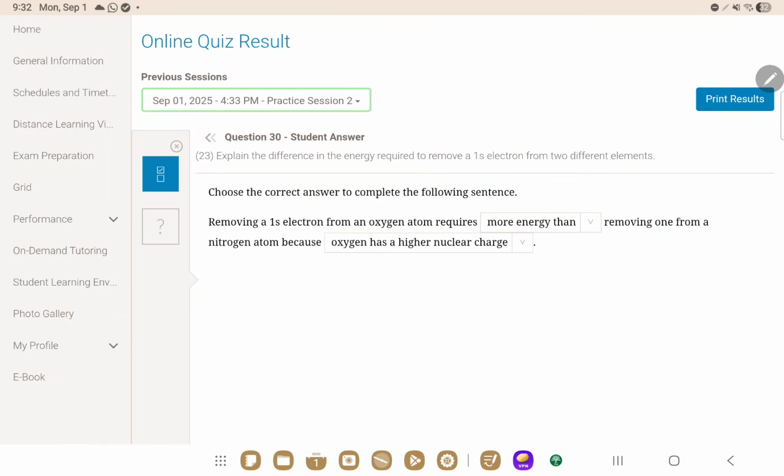And now for our last question. Removing one s electron from oxygen requires more energy than removing one from a nitrogen because oxygen has a higher nuclear charge. I doubt we have this in the exam. I don't think it's part of our material for this week's exam. So I'm just saying memorize it for now. When it's actually included in the material, I will explain it because I doubt it's gonna come. But just memorize that oxygen requires more energy to remove one electron from it than nitrogen because it has a higher nuclear charge.